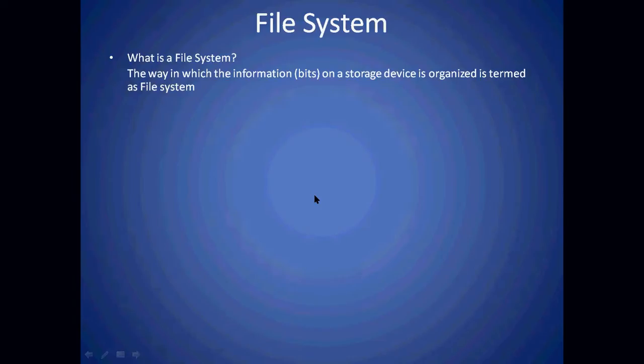Yes. Yeah? You have a brief idea about file system? Suppose you have a 1 GB file.